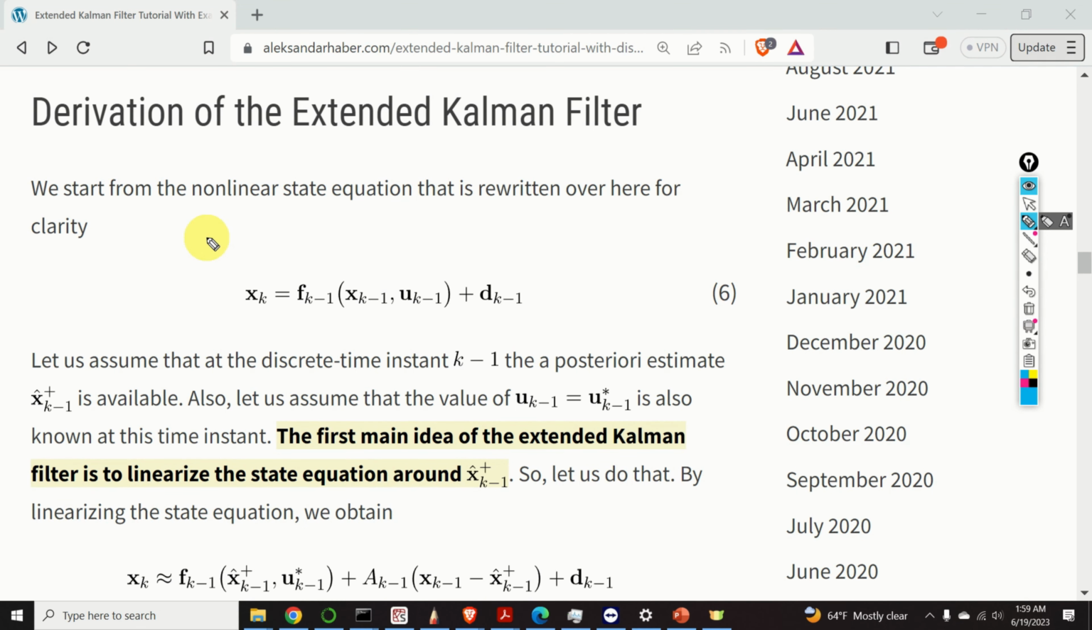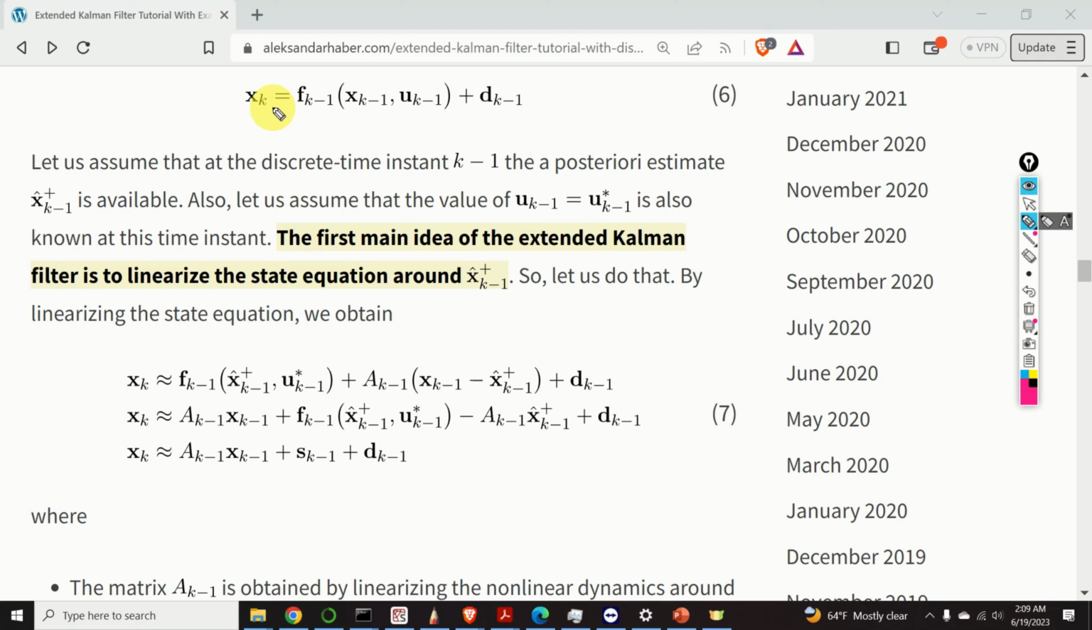Finally, we are ready to derive the extended Kalman filter. We start from the nonlinear state equation. Let us assume at the discrete time instant k-1, the a posteriori estimate x hat k-1 plus is available. Also, let us assume that the value of input uk-1 that's equal to uk-1 star is also known at this time instant. This is a very reasonable assumption since our control algorithm can pre-compute the value of the input at the time instant k-1.